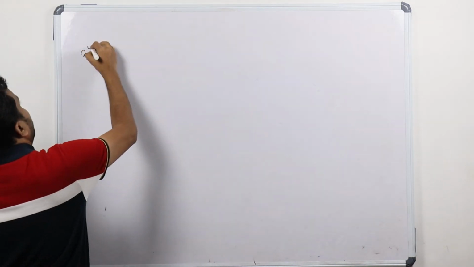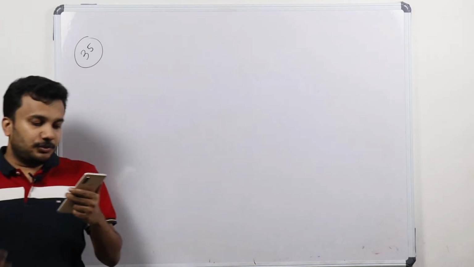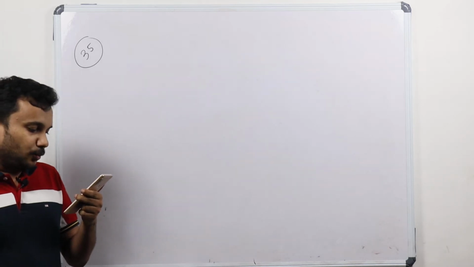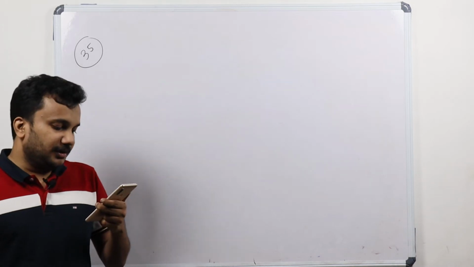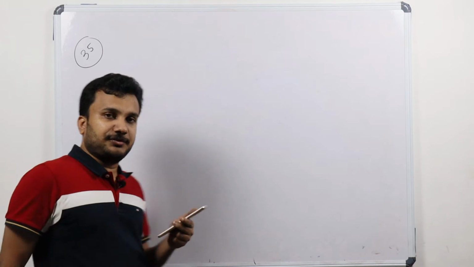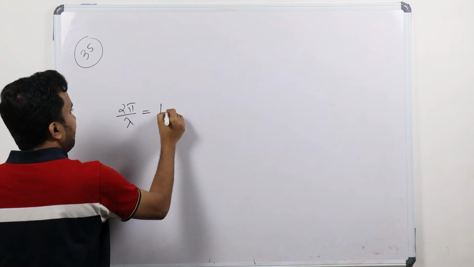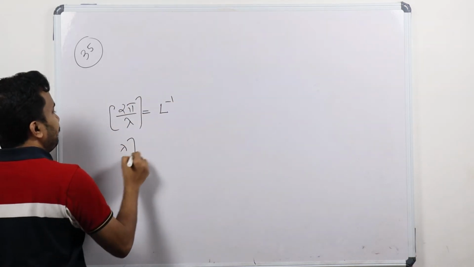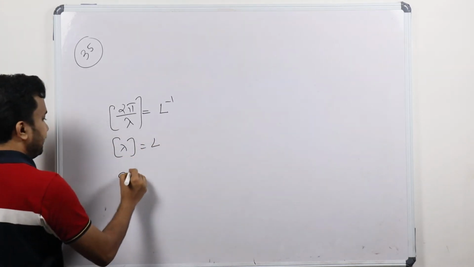Question number 35. Given that y is equal to a sine of 2 pi by lambda (Ct minus x), where y and x are measured in meters, which of the following statements is true? Options A, B, C, D ask about various dimension formulas. Let's start with the dimension formula of 2 pi by lambda: L raised to minus 1, because 2 pi has no dimension. The dimension formula of lambda is L.